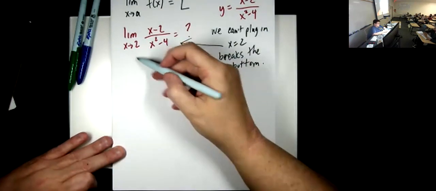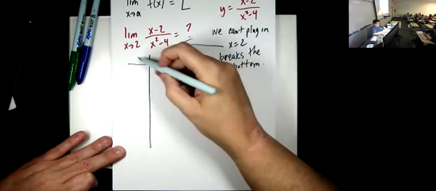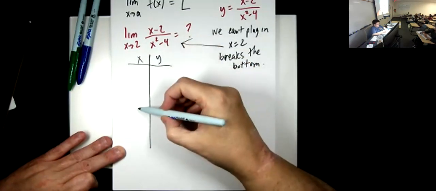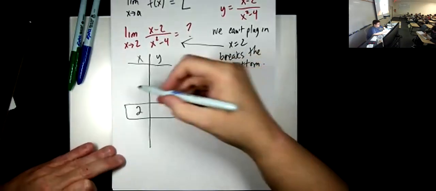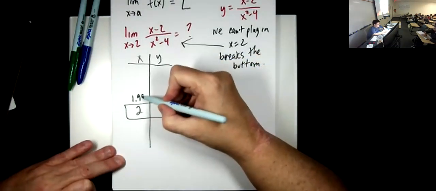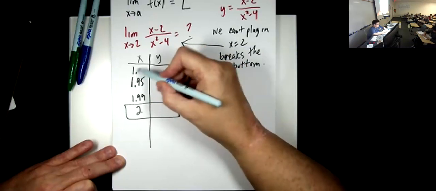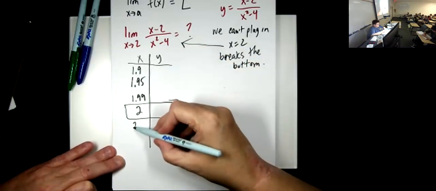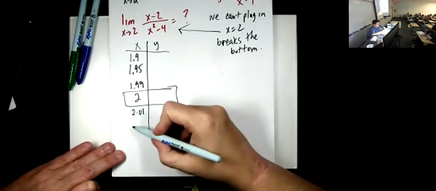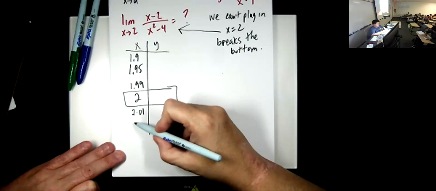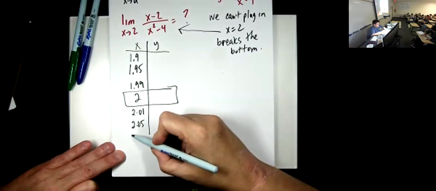So let's just do a couple values approaching from the left and from the right. 2 is our mystery value that we're trying to tackle. We'll do 1.99, maybe 1.95, and 1.9. And the other way, 2.01, 2.05, and 2.1.